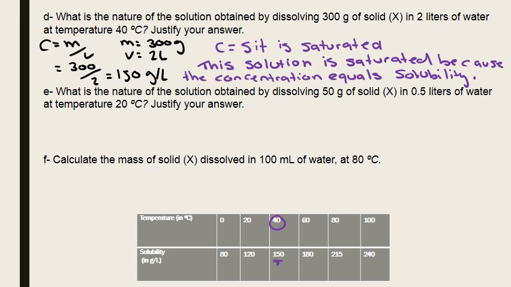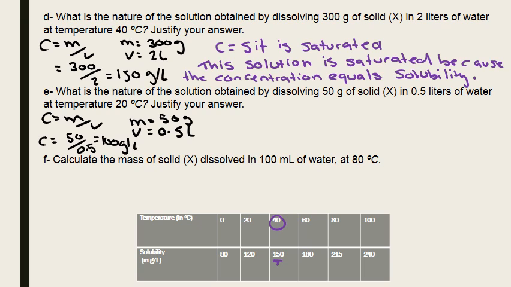E says, what is the nature of the solution obtained by dissolving 50 grams of solid X in 0.5 liters of water at temperature 20 degrees? Justify your answer. So again, we do exactly the same thing. Concentration equals mass divided by volume. Mass is 50 grams. The volume is 0.5. So concentration equals 50 divided by 0.5, which is 100 grams per litre.